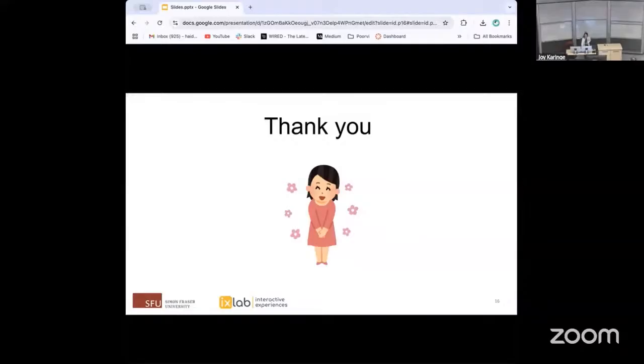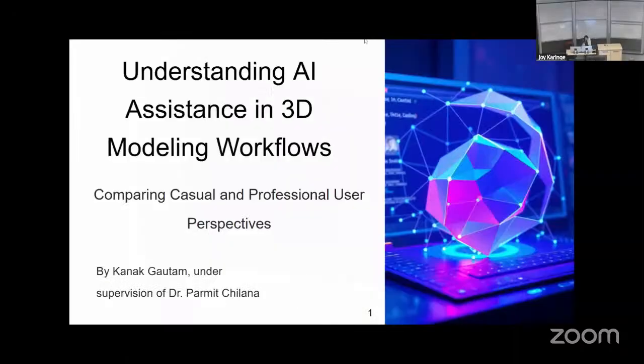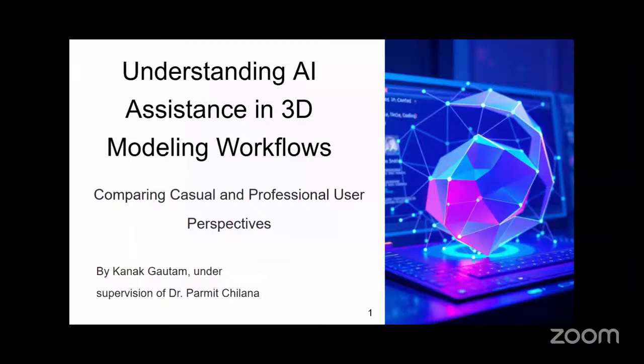So let's move on to our last presenter, Kanak Gautam from Simon Fraser University. Hi everyone. I just want to make sure, are you able to see my screen?